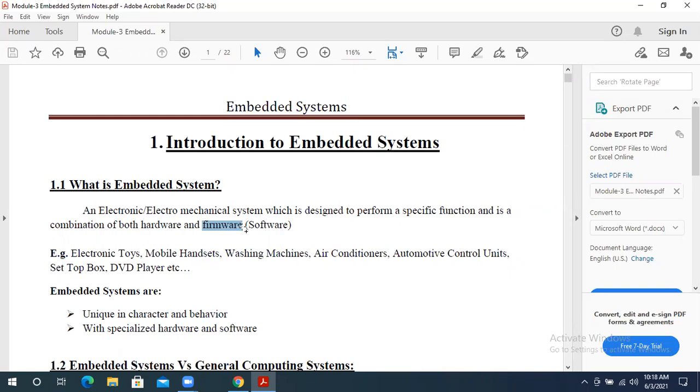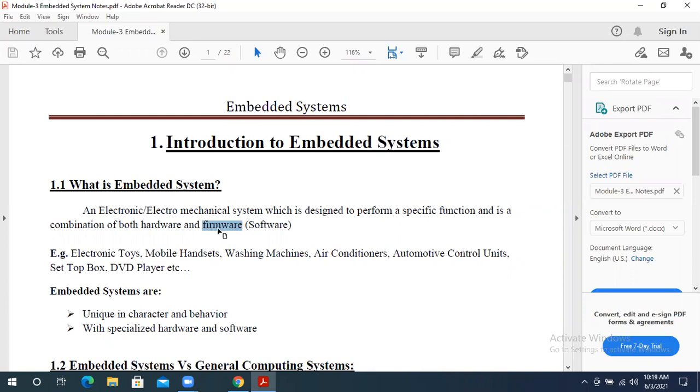But how do you define the computer? A computer is an electronic device which can be used to perform multiple operations here. But when it comes to an embedded system, they use the words specific function. That means if we design one system, it works only for one purpose. That is called a specific function here, combining hardware and software together.